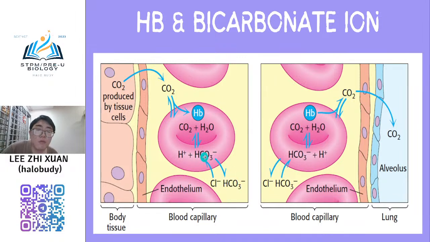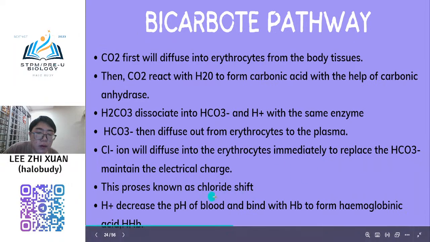Once the bicarbonate ion is diffused out, at the same time chloride ion needs to diffuse into the erythrocyte. Why? Because it needs to balance the electrical charge of the erythrocyte. If all the bicarbonate ion is diffused out, the electrical charge is imbalanced. So to balance the electrical charge, another negatively charged ion, chloride ion, will diffuse into the erythrocyte. This one will not react with the hydrogen ion. It stays there just to neutralize the charge. This process we call the chloride shift.